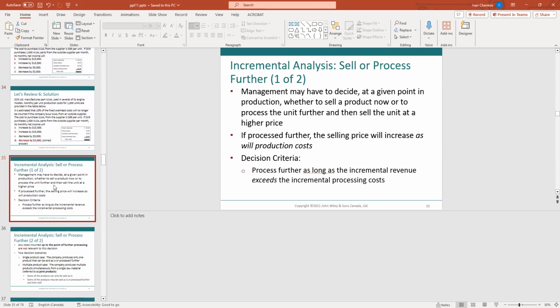Now, sell or process further. Sell or process further is when we're producing one product and we decide at some point to split it into different products or process it further to something additional rather than selling it as it is. The decision criteria here is we're going to process further only and only if the incremental revenue is more than the incremental processing cost after the split-off point.